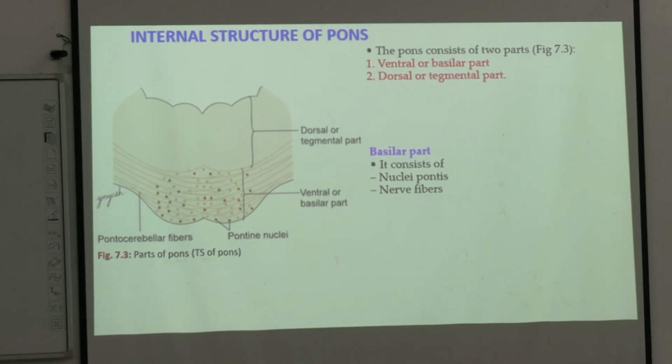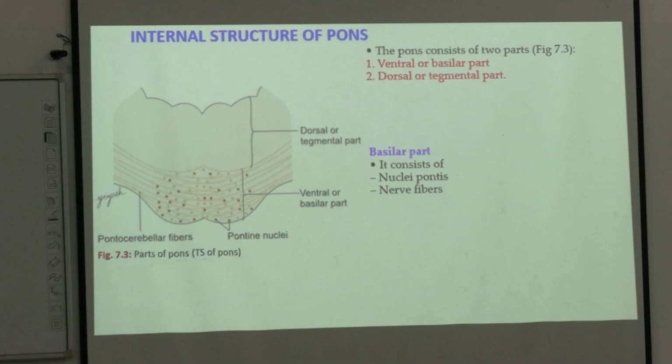This has got features. You see the dots over here. These dots are nucleus cell bodies. So this is the nucleus which is present in here. We call it the pontine nucleus. Easy to remember. And the fibers which are present in here, we call them pontine nerve fibers. It may be corticospinal, it may be pontofibers, it may be pontocerebellar fibers. Different kinds of pontine fibers are there in this segment.